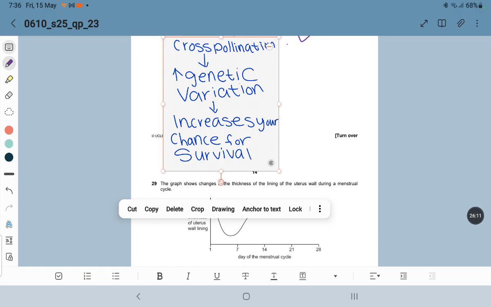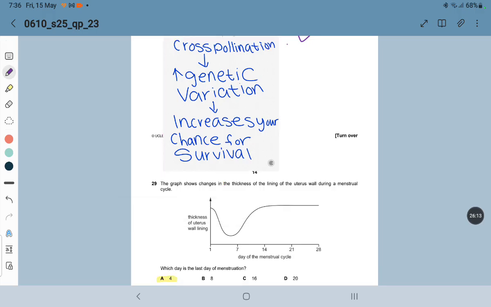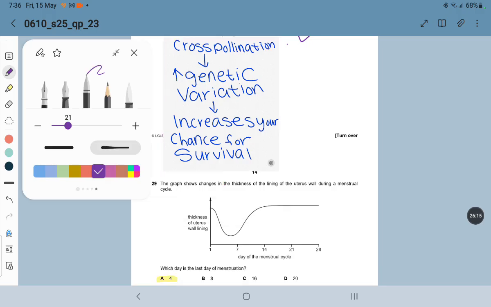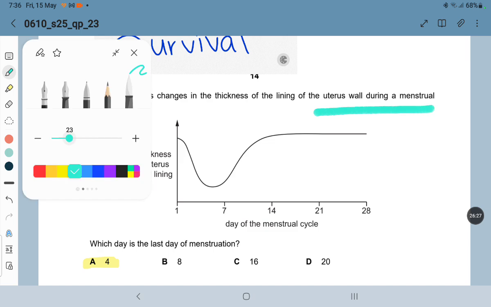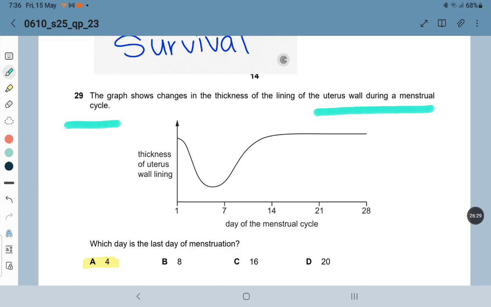Okay, now moving on to the next question. The next question here is telling you the graph shows changes in the thickness of what? Of the uterus wall during a menstrual cycle. Now, for us to understand that question, it's really basic. Just memorize the drawing in your textbook, or in Save My Exams, and it will be okay.